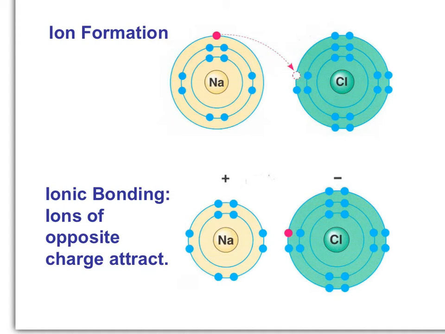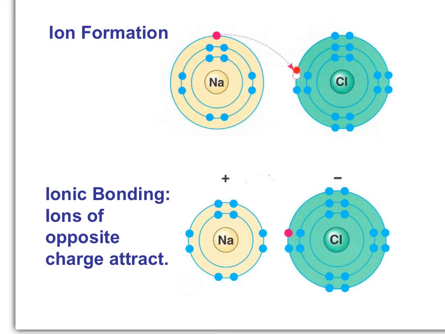In this diagram, sodium loses an electron to achieve a full outer shell. In turn, the sodium takes on a positive charge, 11 protons in its nucleus, but only 10 electrons total, 2 electrons in the inner shell and 8 in the outer shell.